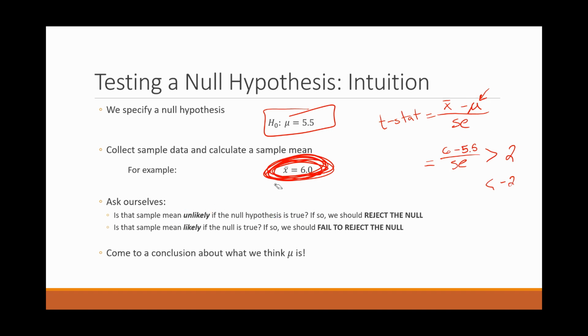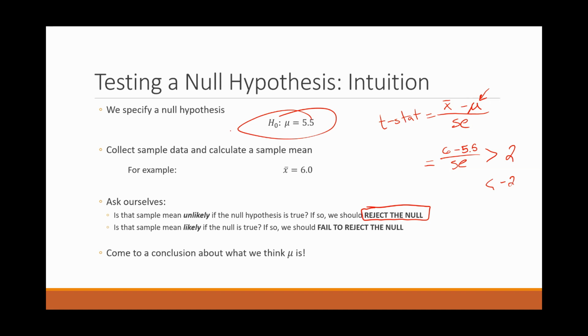This is the question we're asking ourselves: whether or not our sample mean is likely or unlikely in the scenario that the null is true. Is the sample mean unlikely if the null is true? If it is really unlikely, then we should reject the null. That means we should look at our null hypothesis and say, you know what? I don't buy it. I don't believe it. I don't think it's true.